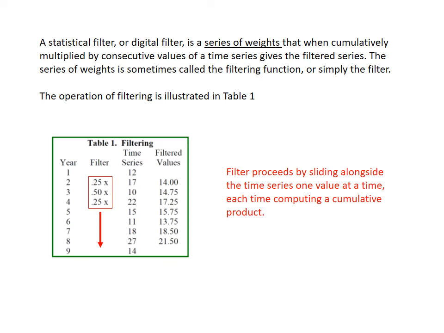So in this case, if the filter is centered around years 2, 3, and 4, it's inputting the time series values 17, 10, and 22, and it's outputting the sum of 0.25 times 17, 0.50 times 10, and 0.25 times 22. And you should end up with the value 14.75. Actually, I'm not sure which one of those it's going to end up giving you. I think it should be 14.75, but you can verify.